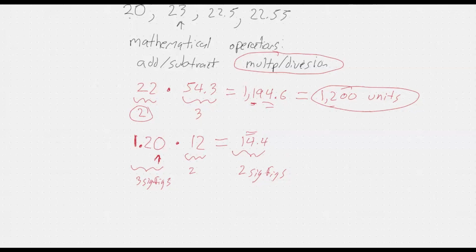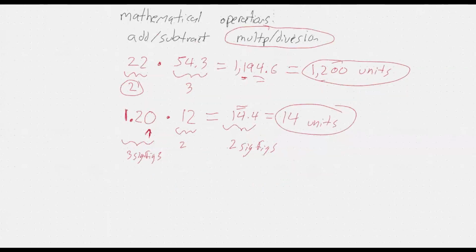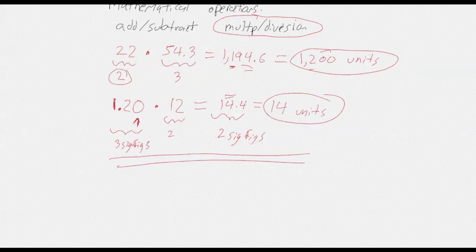All right, now what happens when we add and subtract? Well, when we add and subtract, what we do is instead of keeping the fewest sig figs like up here, down here we keep the fewest decimal places.